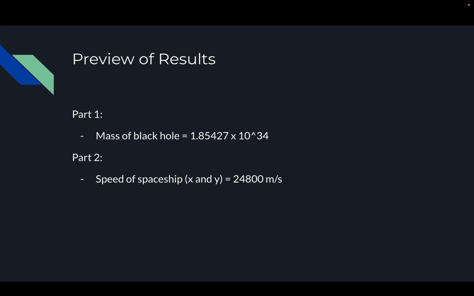Here is a preview of the results. In Part 1, we determined that the mass of the black hole is 1.85427 multiplied by 10 to the power 34. And in Part 2, we determined the speed of the spaceship, x and y, to be 24,800 meters per second.